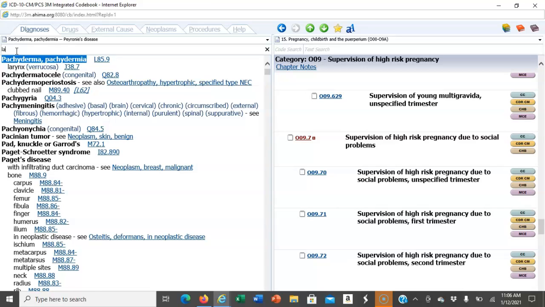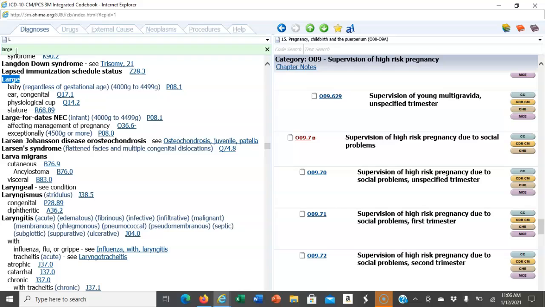because in the index we put in large, and the initial code, we find large and then large baby. This is code P08.1. This would go on the baby's chart. It would absolutely not go on the mother's chart. And of course, this is based on the weight of the baby. Baby weights are in grams, not pounds and ounces. We have to convert them. But large for dates, and you see that this nonessential modifier is infant, again, P08.1.